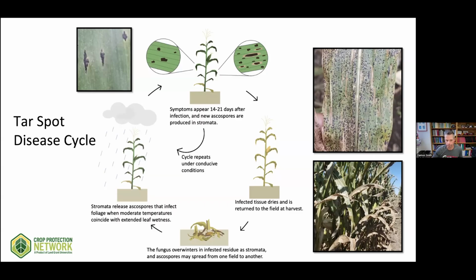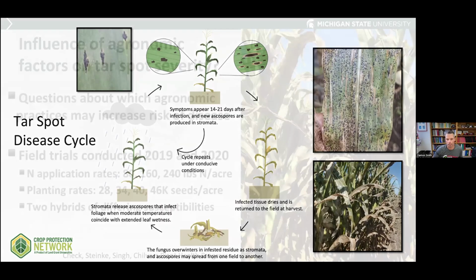So remember that this disease is indeed residue borne. So corn on corn, no-till, fields that have had a history, those are going to be higher risk. Hybrid plays a really significant role here, with susceptible hybrids allowing those secondary cycles to repeat quite extensively.